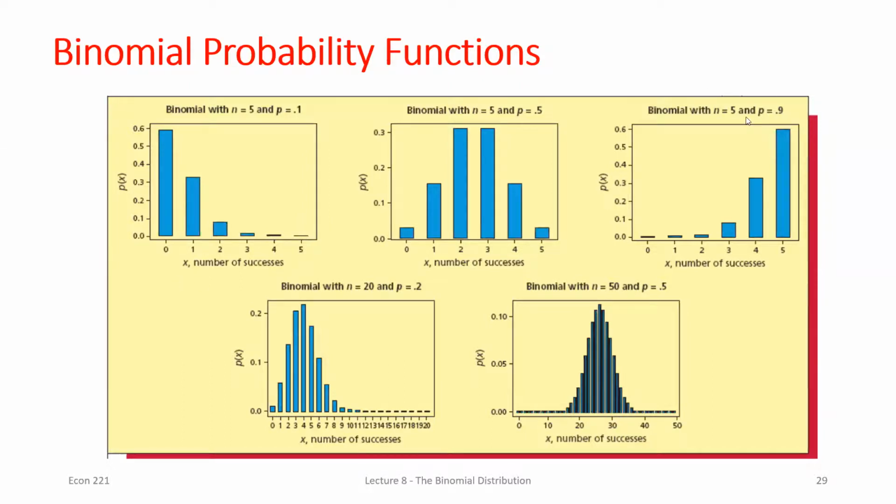Similar over here, the expected value, 5 times 0.9, 4.5, so 4 and 5 are the most likely outcomes. And as I move away from that mean or expected value, the probabilities of seeing those lower numbers of successes, right, further away from that mean or expected value, start to decline.